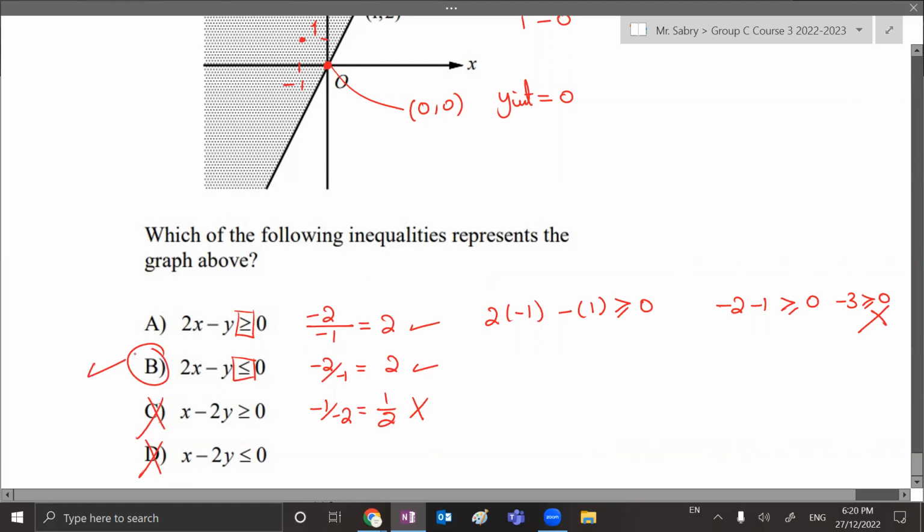It's the only remaining choice. And if you just want to check, here it goes, 2 times negative 1 minus 1 less than or equals to 0. That's negative 2 minus 1 less than or equals to 0, which is negative 3 less than or equals to 0. That's true. So this B works definitely. Any questions in this one?